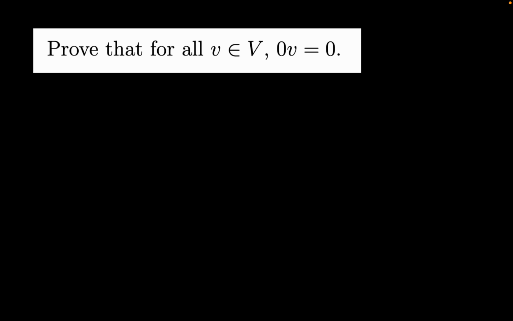Alright, so what we're going to do in this video is prove that for all elements v in a vector space V, the equality 0v equals 0 holds. And to be completely clear here, the 0 on the left hand side and this 0 on the right hand side are completely different. They are not the same thing.